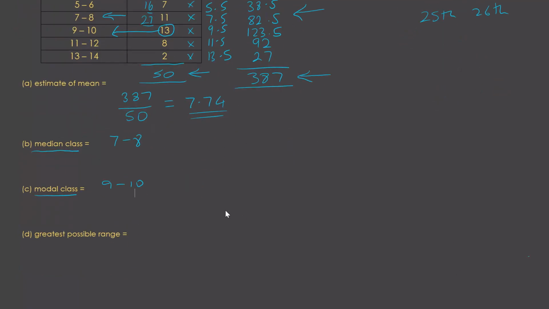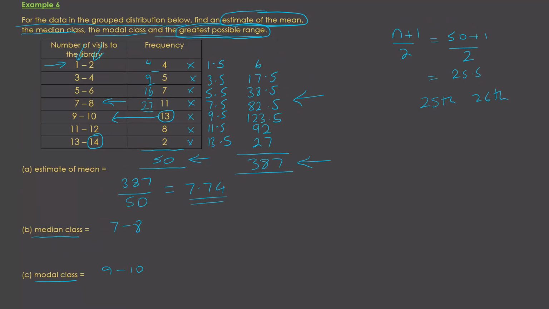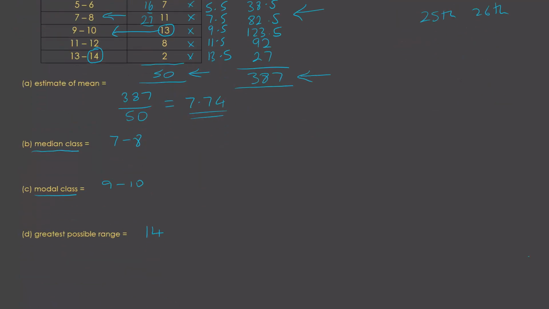Now for the greatest possible range, remember we don't know what the individual pieces of data are, but the largest piece of data we can have is a 14. The smallest piece of data we can have is a 1. So the greatest possible range is 14 take away 1, which is 13.